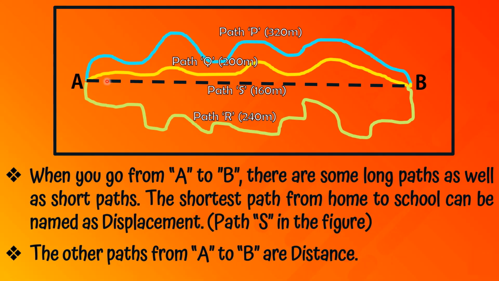So, path P is 320 meters and path Q is 200 meters, path S is 160 meters, path R is 240 meters. The shortest path from A to B is path S, 160 meters. So path S is the displacement. The other paths are distance. The blue colored one, yellow colored one and green colored one are distance.